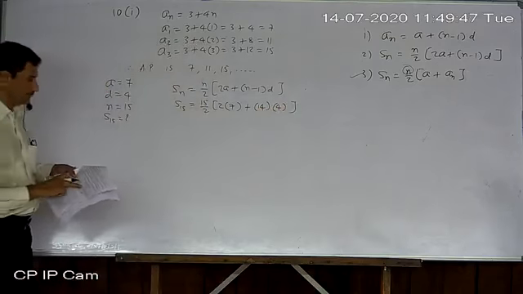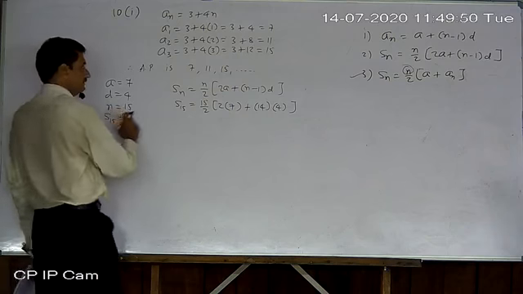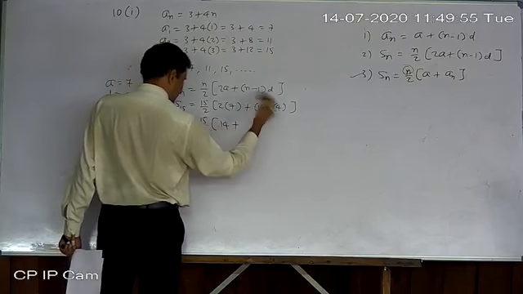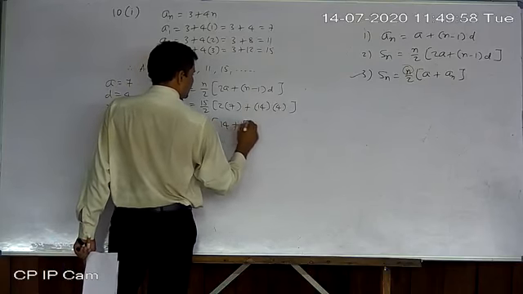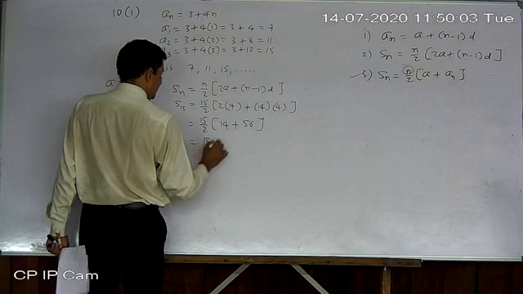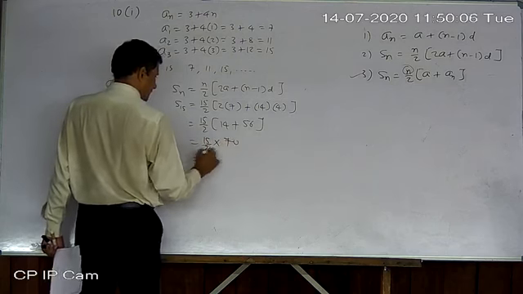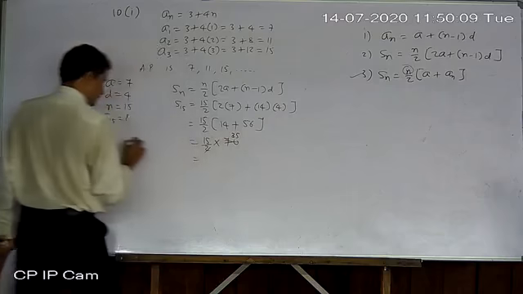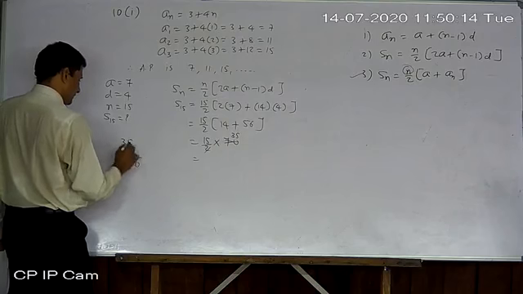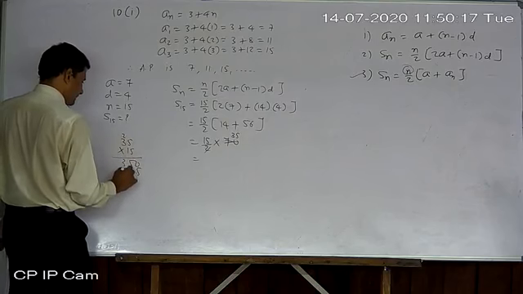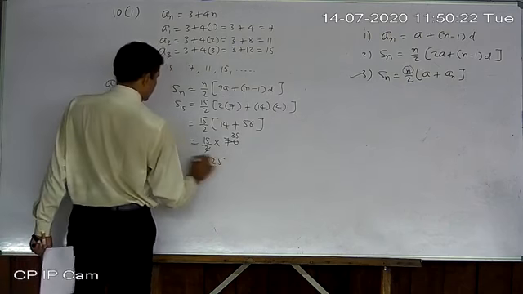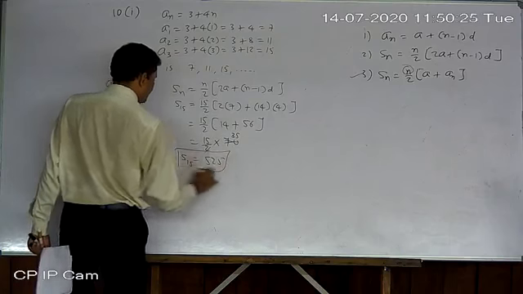Okay. Sum of first 15 terms means n equal to 15 given. Now it is 15 upon 2, 7 twos are 14 plus 14 fours are 56. So 15 by 2 into 70. So 2 into 35. So 35 into 15. So it will be 525. So sum of 15 terms becomes 525.